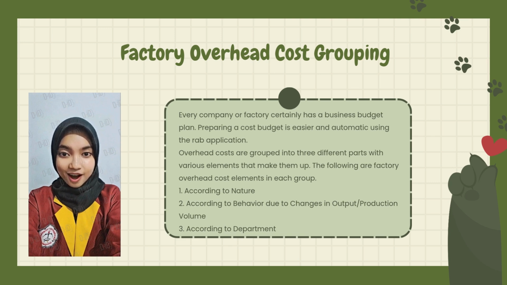3. According to the department in the company. For this third group there are only two elements in it, namely direct department BOP, namely costs owned by a department and the benefits are only felt by that department. Indirect department BOP, namely costs that benefit the department and other departments.